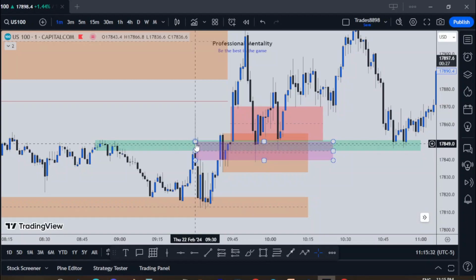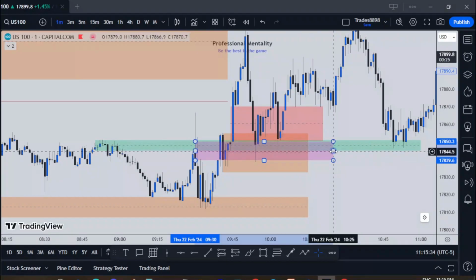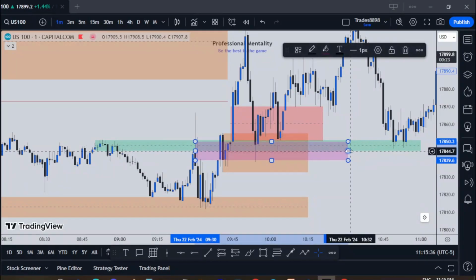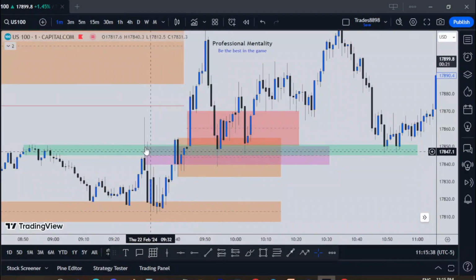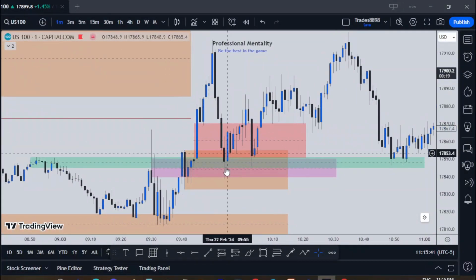It's also coming back to the 5-minute, this purple block here. This is a 5-minute fair value gap. So we have 4 confirmations in one trade.